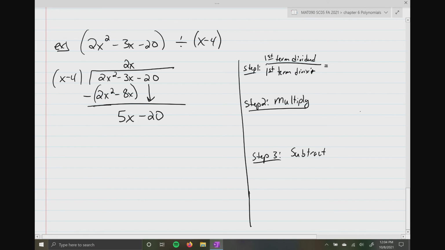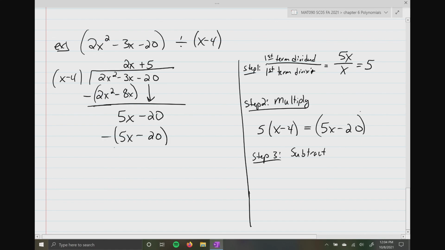My first term in my dividend is 5x over x. And that's going to equal positive 5. So I write plus 5. Okay? Now I'm going to multiply 5 times x minus 4. That's going to give me 5x minus 20. I put this in parentheses, and I'll rewrite it over on the left-hand side with a subtraction symbol out front.